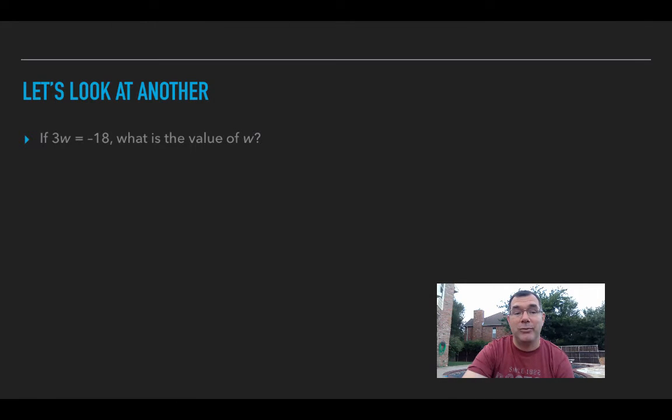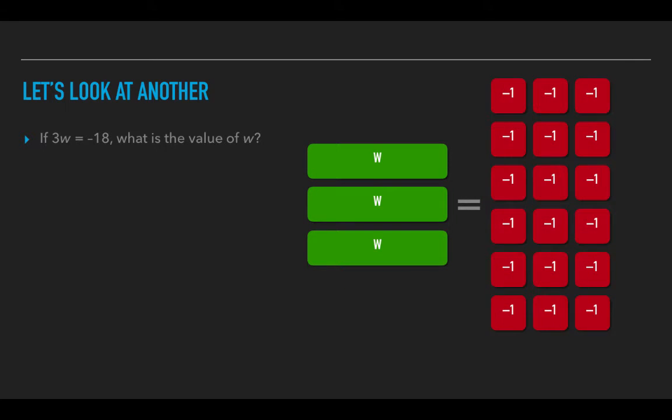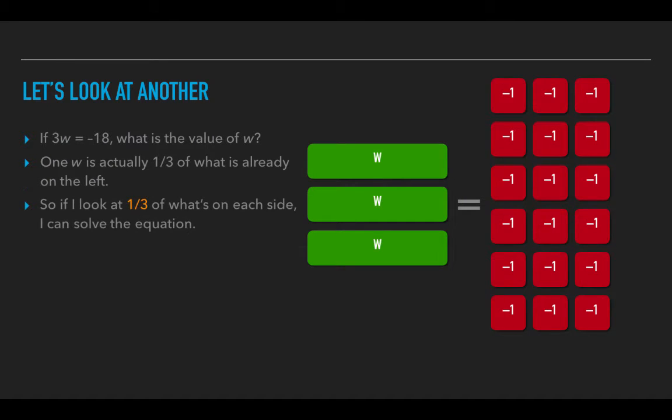Here's another one. If I have 3 times w equals negative 18, what's the value of w? So 3 times some number is negative 18. What's the original number? So there it is represented. I've got 3 w's on the left, and I've got 18 negative 1's, which is worth negative 18. All of that is on the right. 1 w is actually worth 1/3 of what is already on the left.